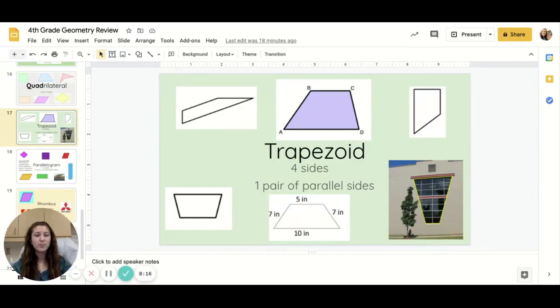Then we have a trapezoid, and a trapezoid has 4 sides as well, but it is special because it has one pair of parallel sides. All of the images here are trapezoids, and they also all have one pair of parallel sides. Line AD here is parallel with line BC. Our top and our bottom line here are parallel. Same thing, our top and bottom line are parallel. Top and bottom line are parallel. This one, the sides are parallel, and then top and bottom here as well.